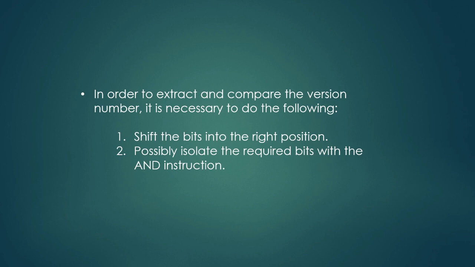First, we have to shift the bits into the right position. If we use the rotate instruction to do that, then we have to isolate the required bits with an AND instruction. However, if we use the shift instruction to accomplish the shifting, then we already have 0s in the other bits and we're done.